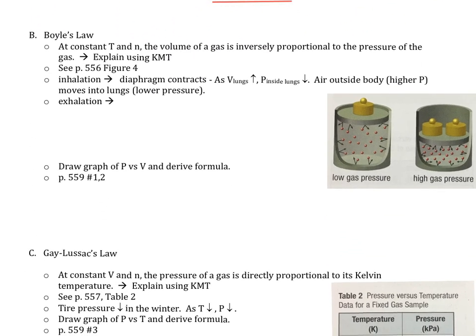Where Charles' law kept pressure and moles constant, Boyle's law keeps temperature and amount constant. So we're looking at what happens when you change the volume and pressure of the gas. So how do volume and pressure relate?